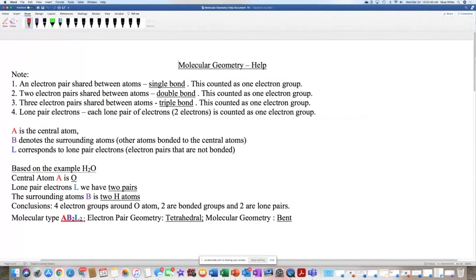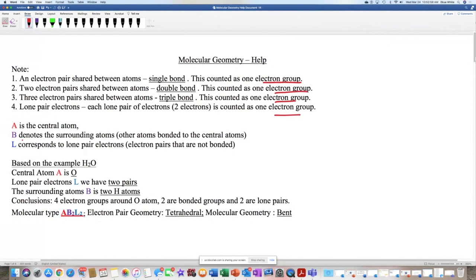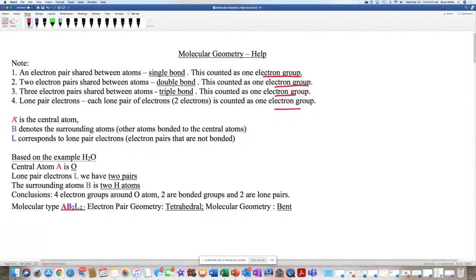Let's see, draw feature. Okay. So here, note, electron pairs shared between atoms, a single bond, counts as one electron group. Everything here is one electron group. As long as they group together, they're one electron group. And then here I also show you, sometimes people use this notation, like the format.